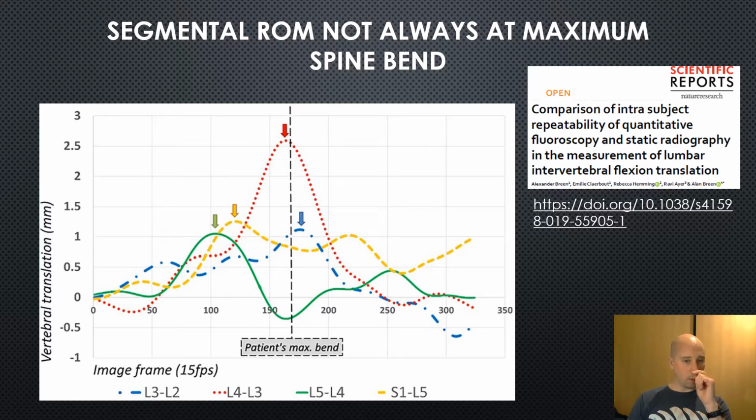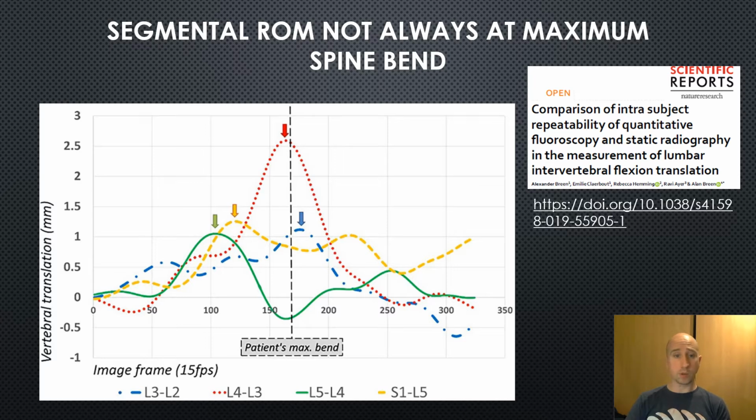For L45, the green line, you would have an output of a translation of minus, also opposite to the direction you would expect, 0.5 millimeters. You say very little translation, but in truth there was actually a millimeter's translation in the direction of motion that you would not get if you used a static end-range radiograph.